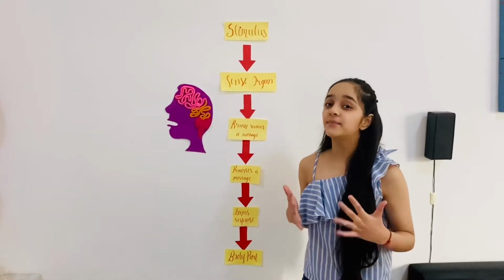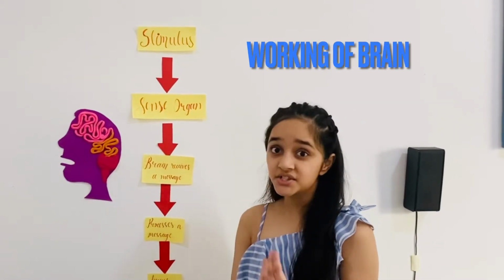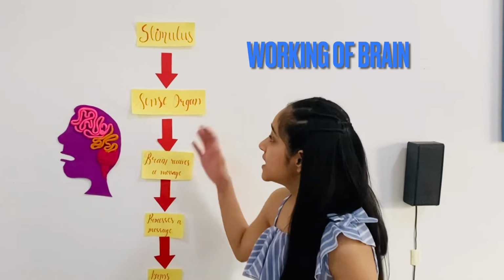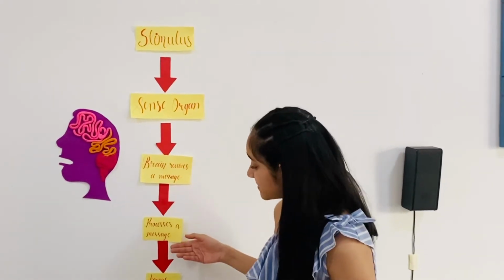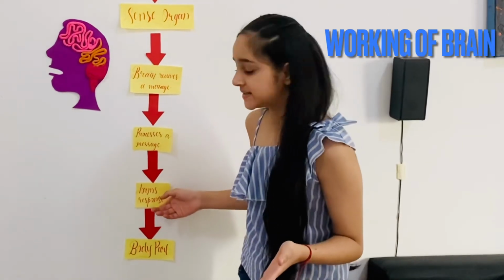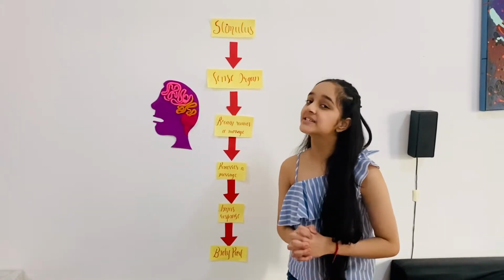Now let's see how the brain works. So first there's a stimulus. A stimulus is basically a change to which our body responds. Then there's a sense organ. Then the brain receives the message, processes the message, and forms a response for that message. Then it goes to the body part, and then our body acts accordingly.